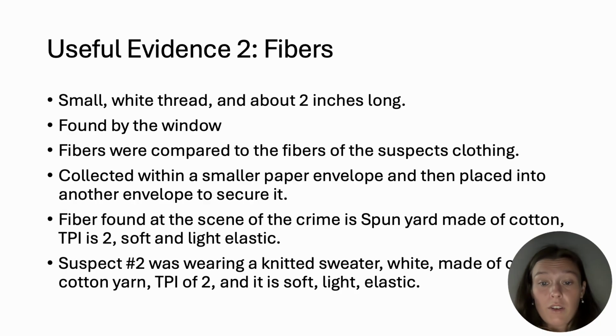The fiber found at the scene of the crime is spun yarn made out of cotton. The TPI is 2, soft and light elastic. Suspect number 2 was wearing a knitted sweater made of cotton yarn, the TPI of 2, and it is soft, light, and elastic.